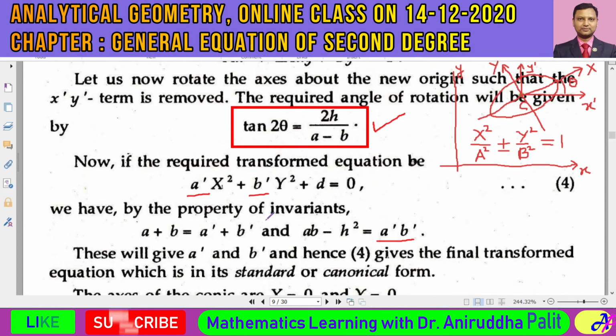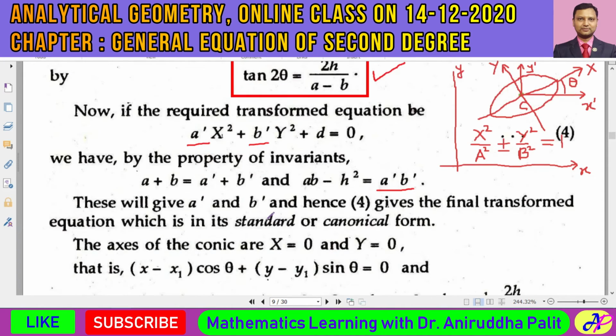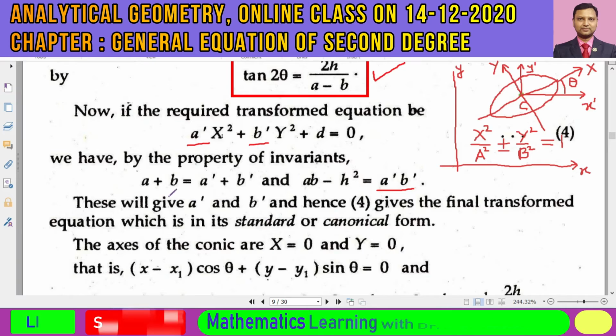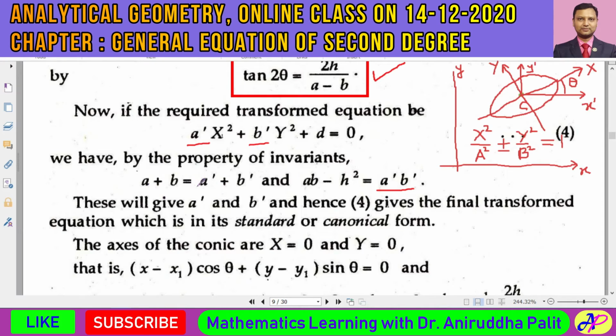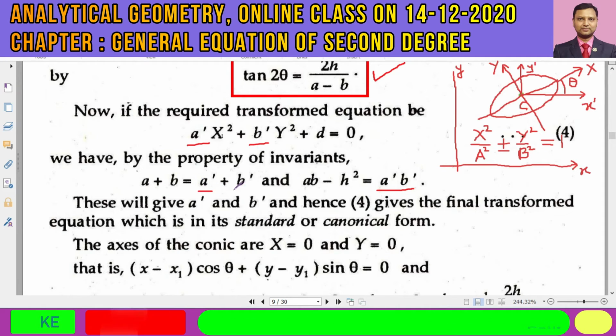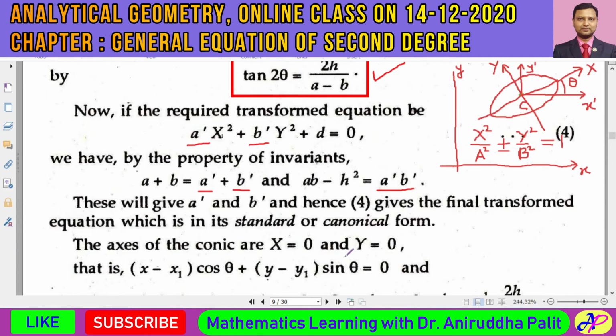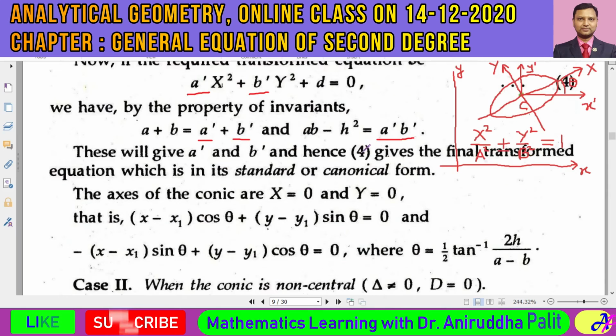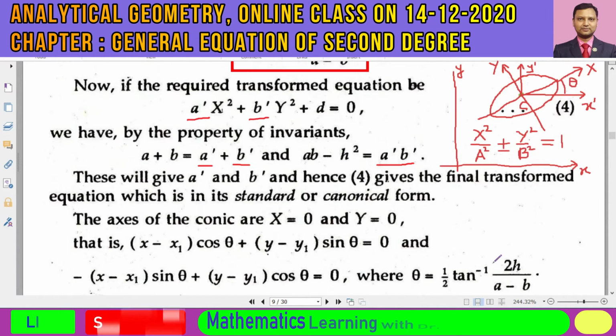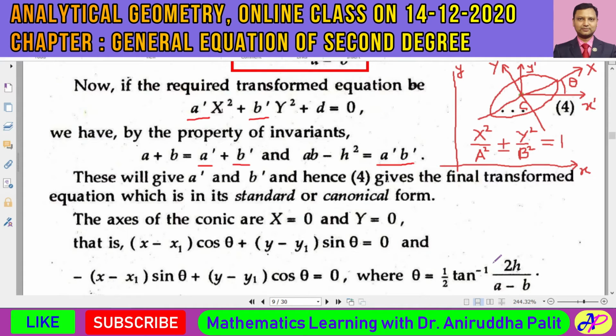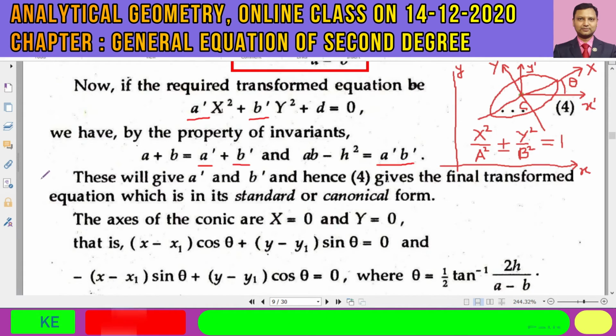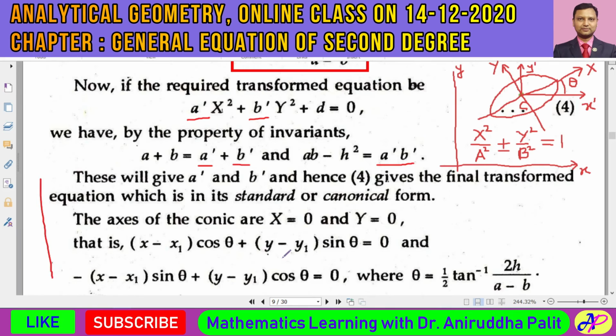Got it? So now we shall have two equations and we can solve these two equations and compute the values of a prime and b prime, and then we put them over here, and afterwards we can convert this equation into a standard form. Now I am not going to show the remaining portion from this theoretical part. Rather I am going to show the remaining part from an example.